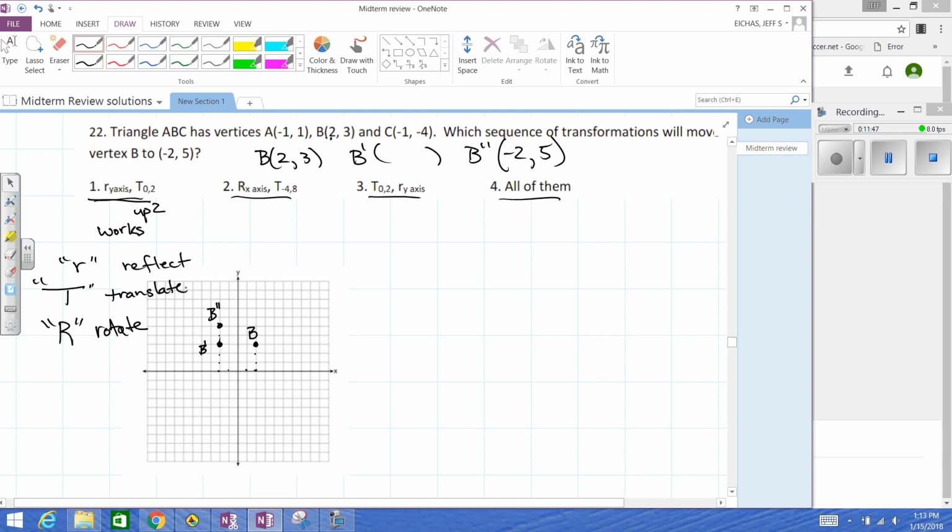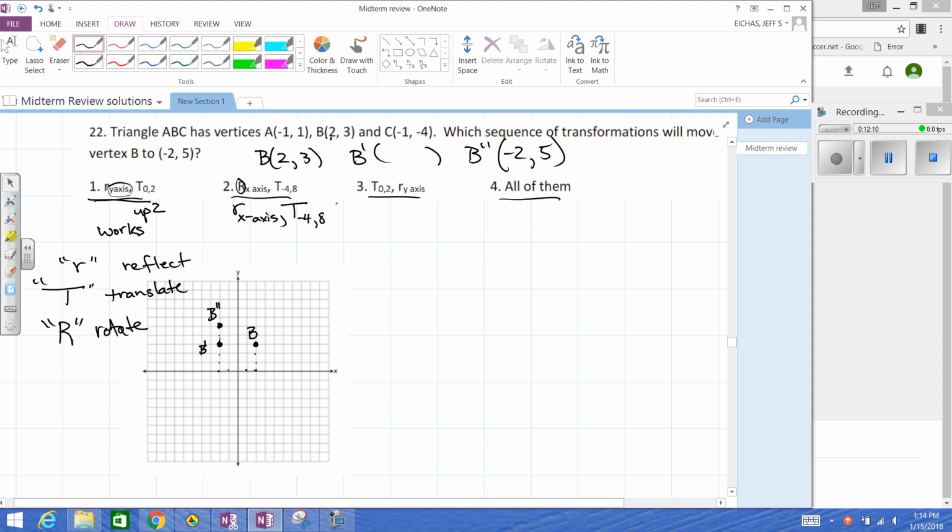There's line reflect and there's point reflect. They both start with a little r. How do we know it's a line? Because the y-axis is a line. Okay, this is no good. This should not have happened. That should be little r, x-axis. Sorry about that. I don't know what happened there. Somebody typed it wrong. Then translate left 4, up 8.